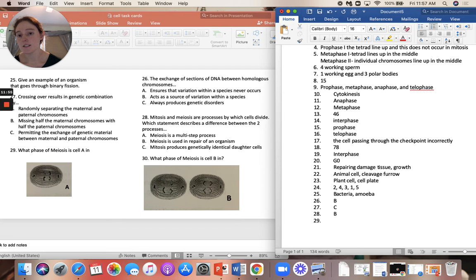What phase of meiosis is cell A in? Okay, so here it looks like we have a full chromosome with the 2 halves. So we have a tetrad that is being pulled apart there. We have anaphase 1. And then if we look at this one here, we have already undergone 1 cell division since we have 2 cells, so we know that we're going to be doing meiosis 2. And they are splitting apart again. So this is going to be anaphase 2 this time.